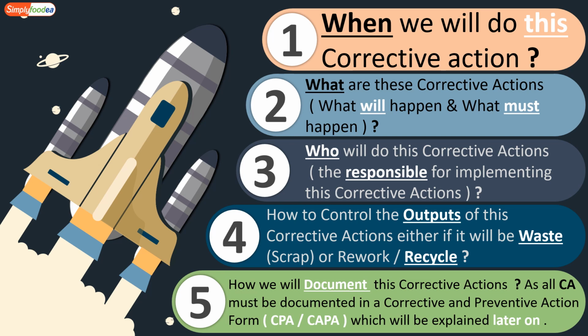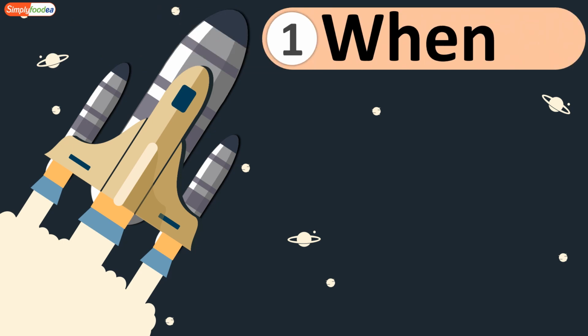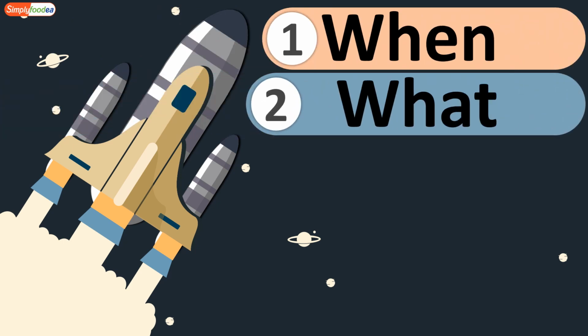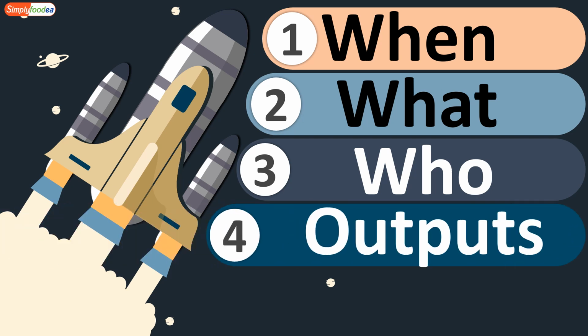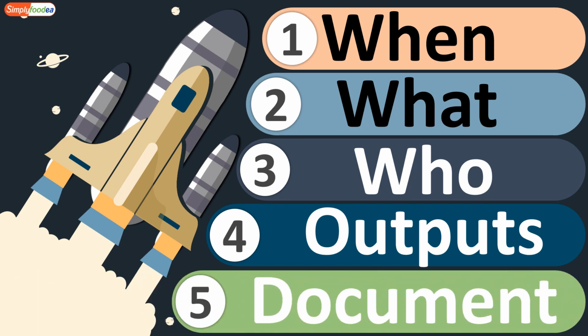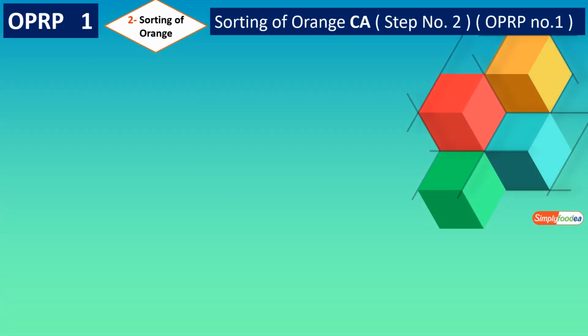All the corrective actions must be documented in a corrective and preventive action form. It's called CPA, and sometimes CAPA, which will be explained later. All these 5 main points must be done after getting the exact root cause analysis of this issue. So these 5 main points for establishing the corrective actions are when, what, who, the outputs, and the documenting of the corrective action. Let's go through our first OPRP, the sorting of orange, step number 2, or OPRP number 1.